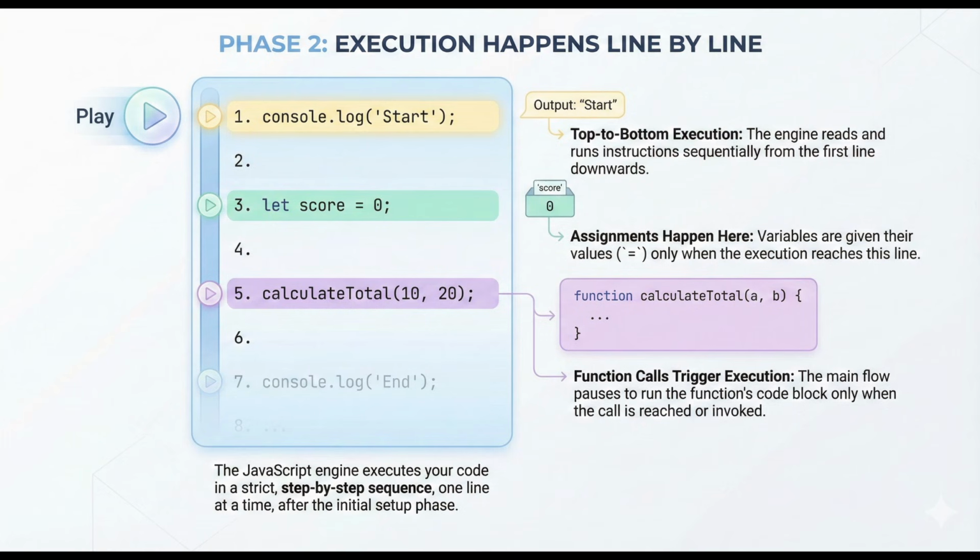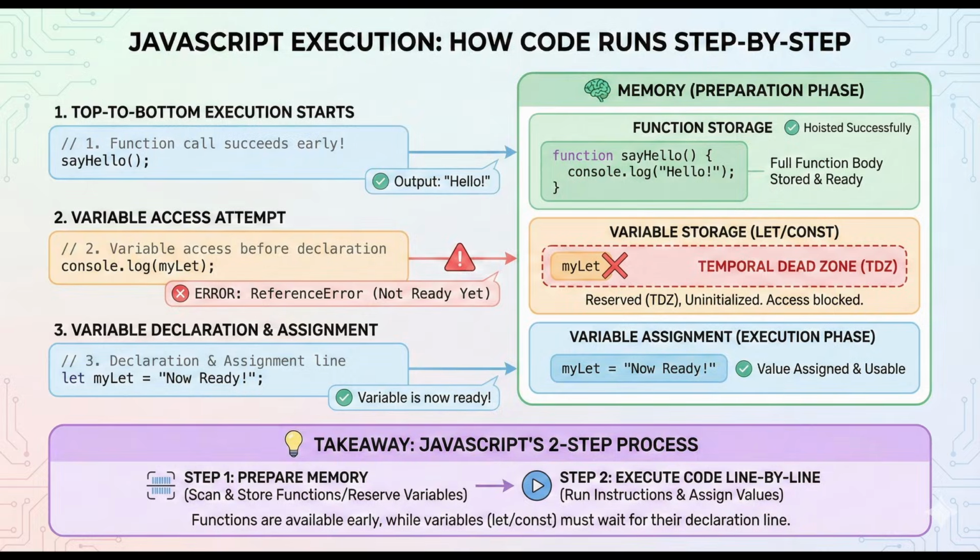Imagine the first line of your code is a function call. JavaScript reaches this line during execution. It looks into memory, finds the function already stored there, and executes it successfully. That's why the function works even though it is written later in the file.